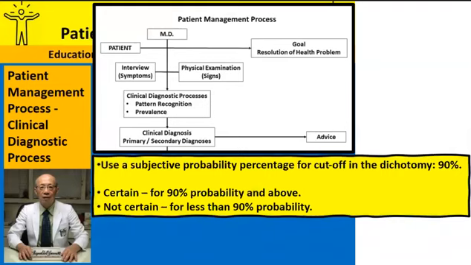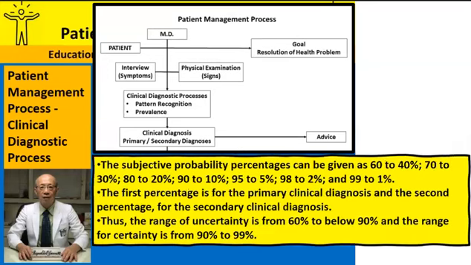Use a subjective probability percentage for cutoff in the dichotomy, 90%. So certain for 90% probability and above, not certain for less than 90% probability. The subjective probability percentages can be given as 60 to 40%, 70 to 30%, 80 to 20, 90 to 10, 95 to 5, 98 to 2, and 99 to 1.